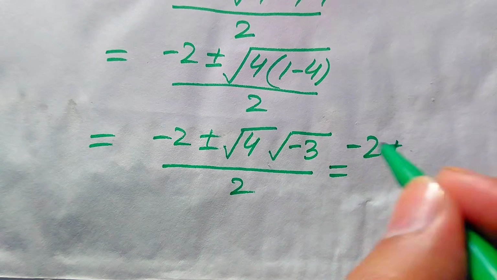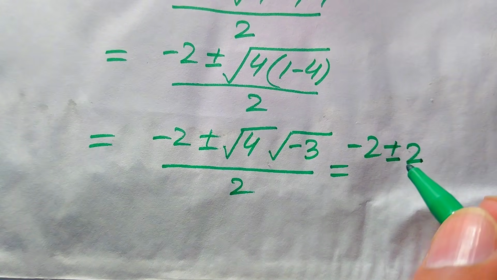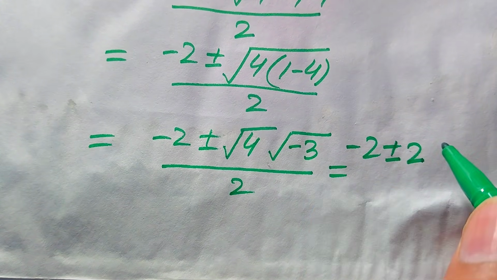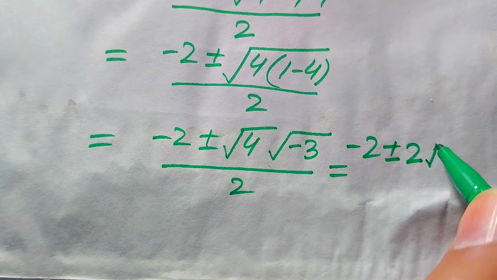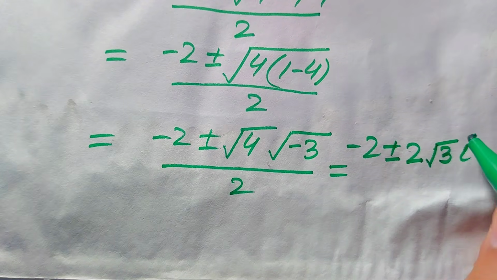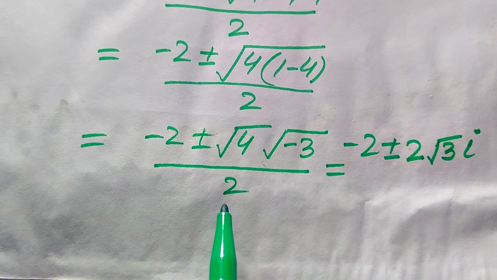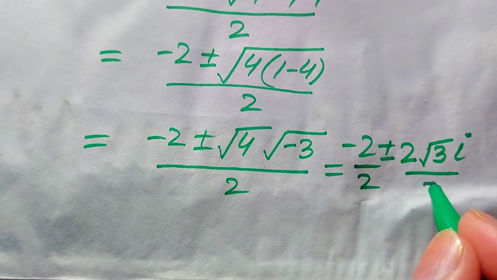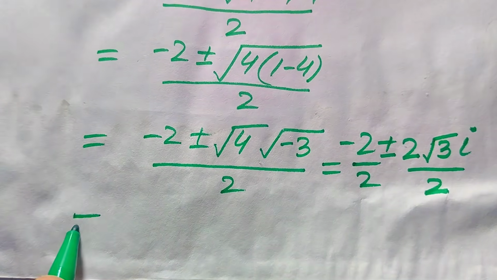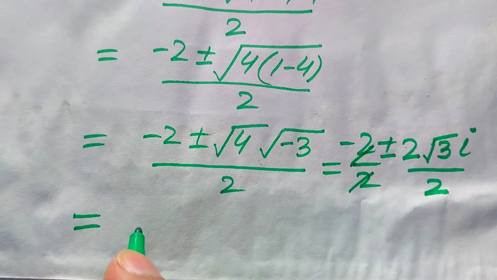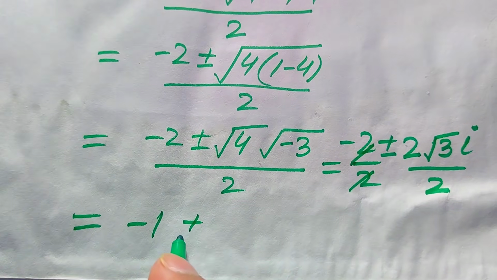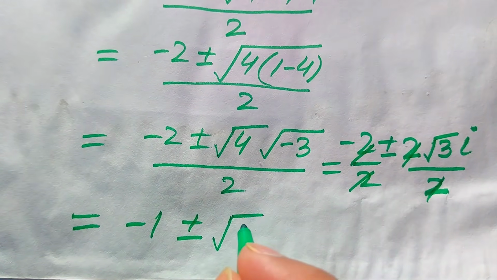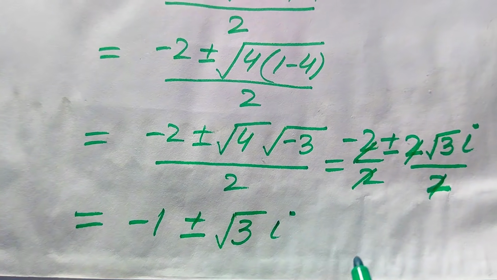So we have minus 2 plus minus, where the square root of 4 becomes 2. And further you see that when a negative sign appears inside the square root sign it becomes iota, and we get square root of 3 times iota. Further, we have this fraction 2, and we apply this fraction separately on both of these two values. In the next step, these two and these two are gone, and we obtain minus 1 plus minus, these two and these two are also gone, and we get square root of 3 times iota.